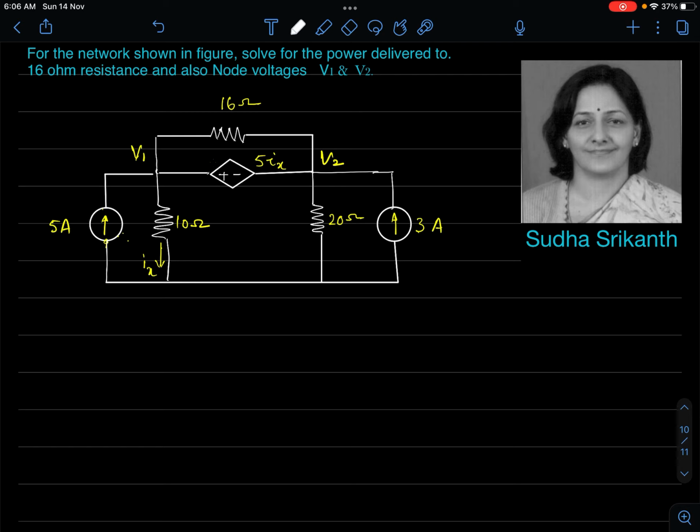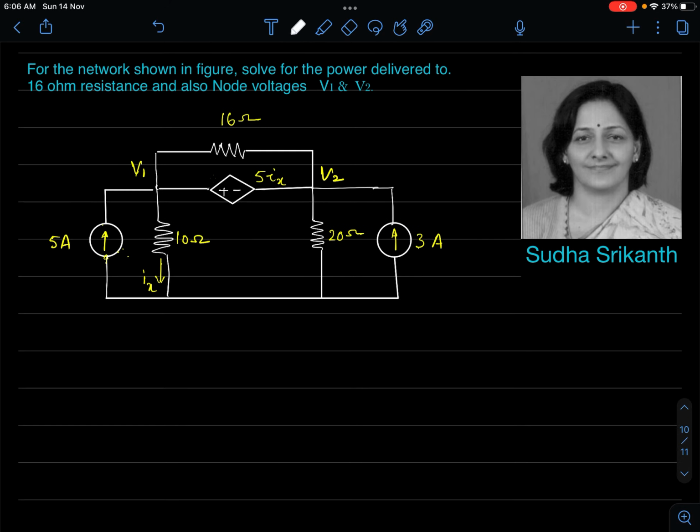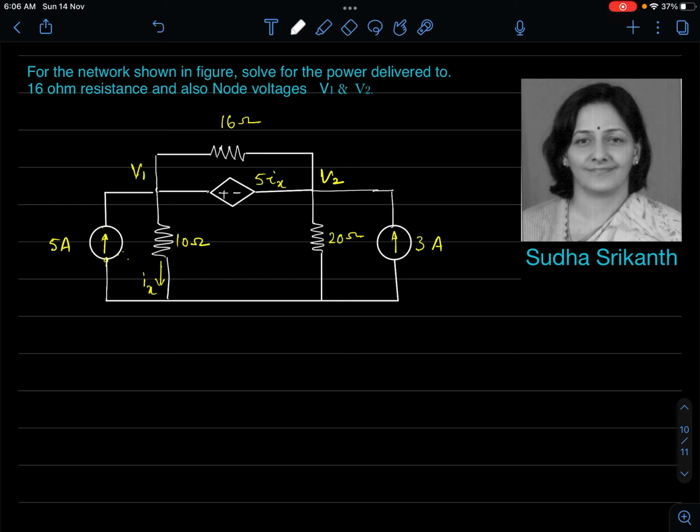All right, so having said that, let us go ahead with this problem. We are supposed to find V1 and V2 in this problem along with the power delivered to the 16 ohm resistance. So how do we look at this problem? This problem has two independent current sources and one dependent voltage source, and we can easily see that it is a current dependent voltage source.